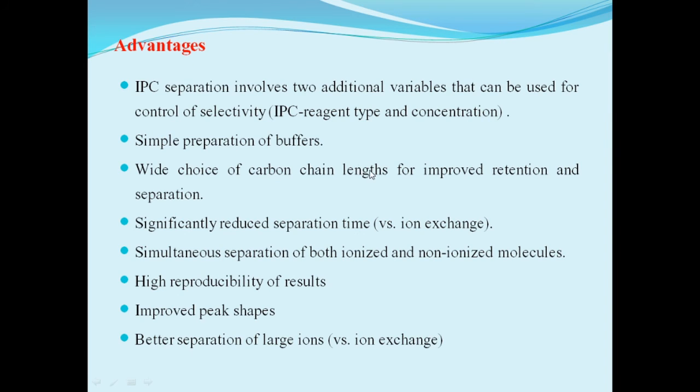Advantages of ion pair chromatography. IPC separation involves two additional variables that can be used for control of selectivity: IPC reagent type and concentration. Simple preparation of buffers. Wide choice of carbon chain length for improved retention and separation.